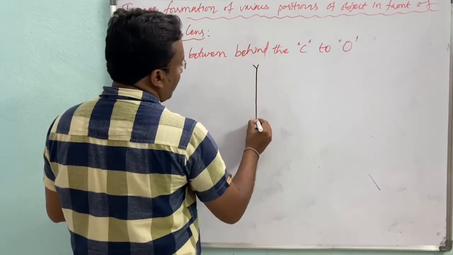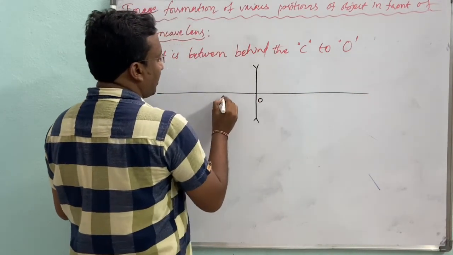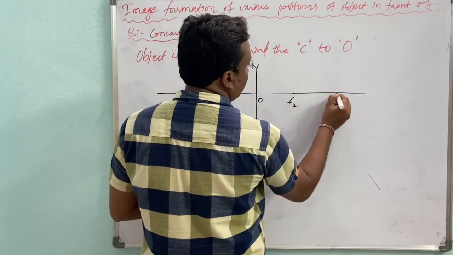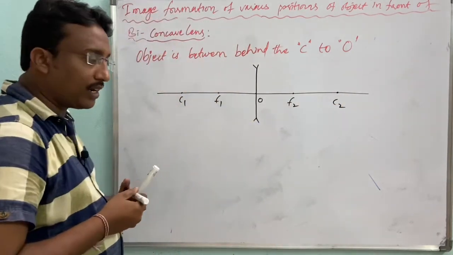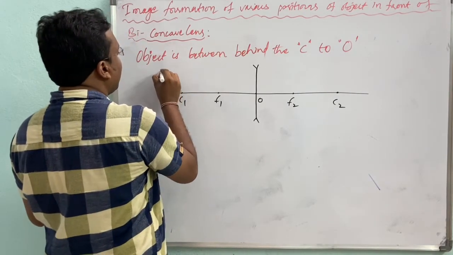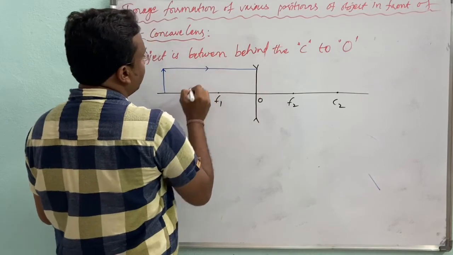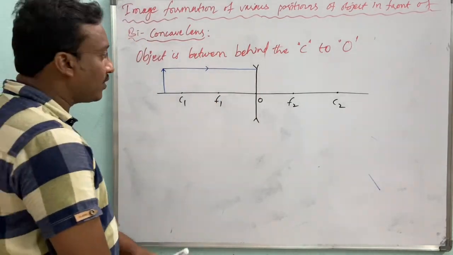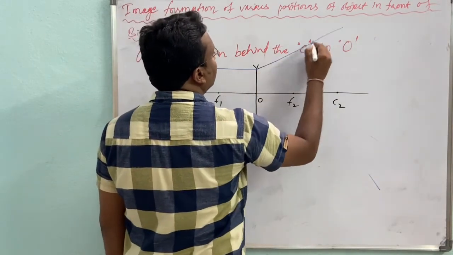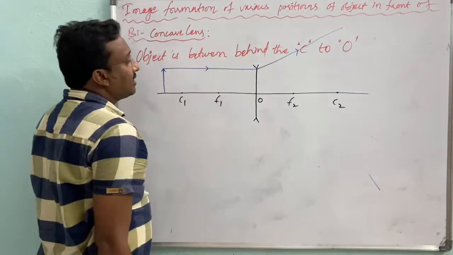Now I will show it. Concave lens, principal axis, optic center, focus, center of curvature, focus, center of curvature. Got it? Here I kept the object here. I will take the first one, optic center. First rule: incident rays parallel to the principal axis diverge, it moves in that direction, right?